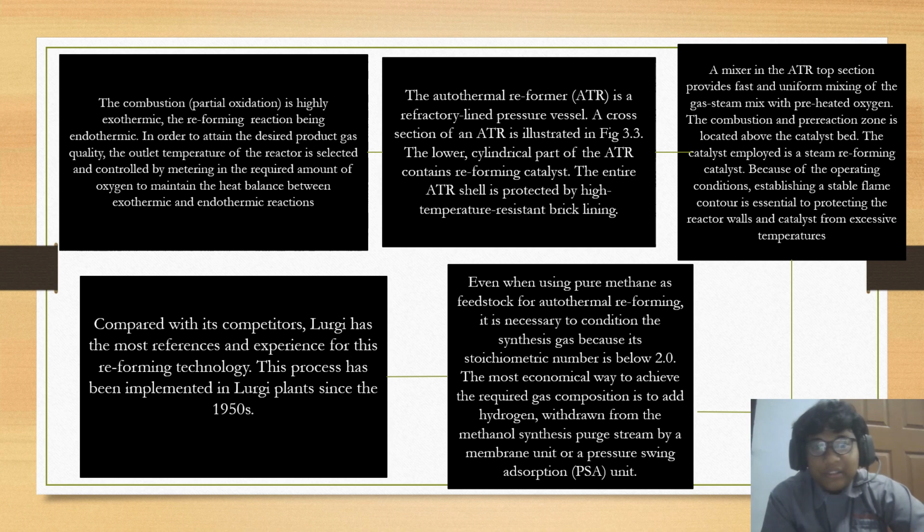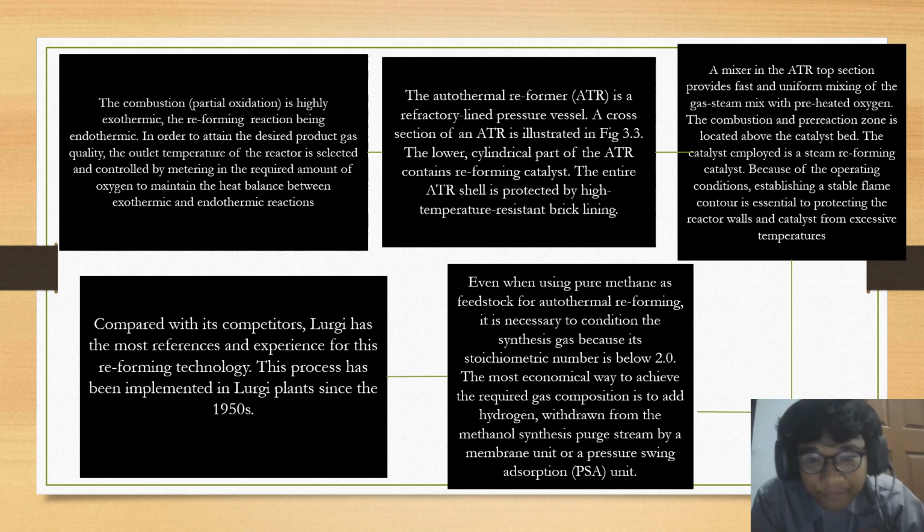The lower cylindrical part of the ATR contains reforming catalyst. The entire ATR shell is protected by a high temperature resistant brick lining. A mixer in the ATR top section provides fast and uniform mixing of the gas steam with the preheated oxygen. The combustion pre-reaction zone is located above the catalyst bed. The catalyst employed is a steam reforming catalyst. Establishing a stable flame control is essential to protecting the reactor wall and catalyst from excessive temperature.